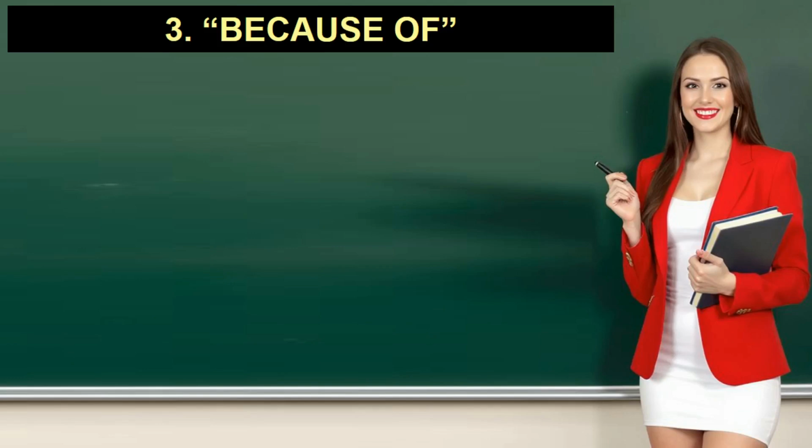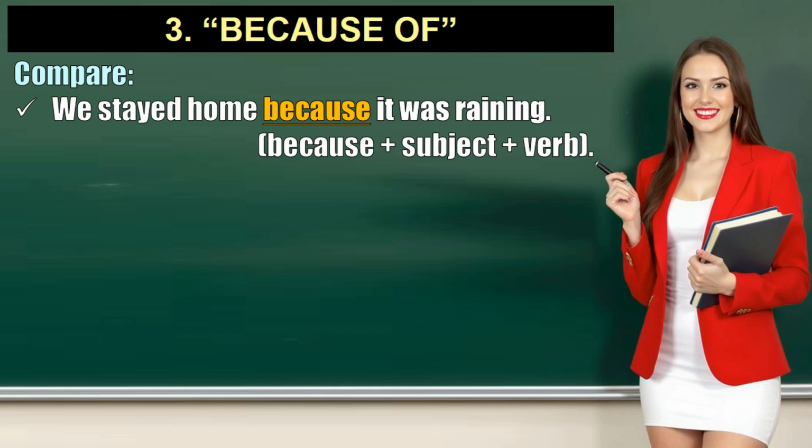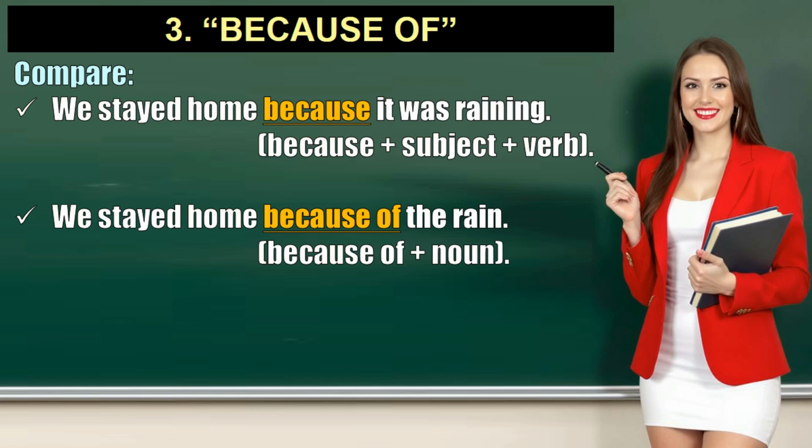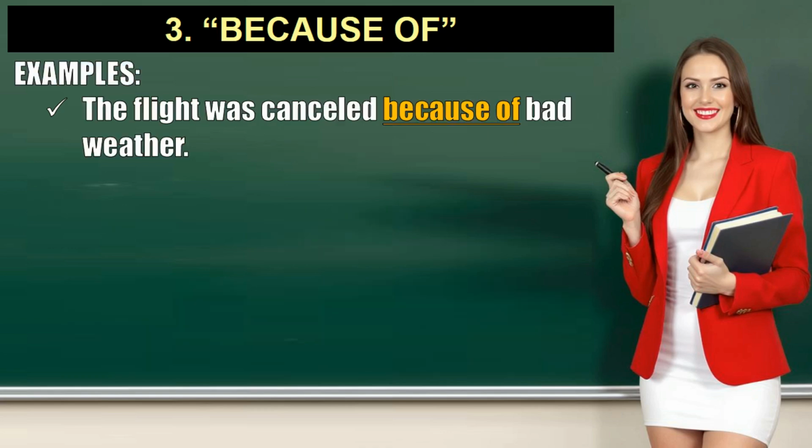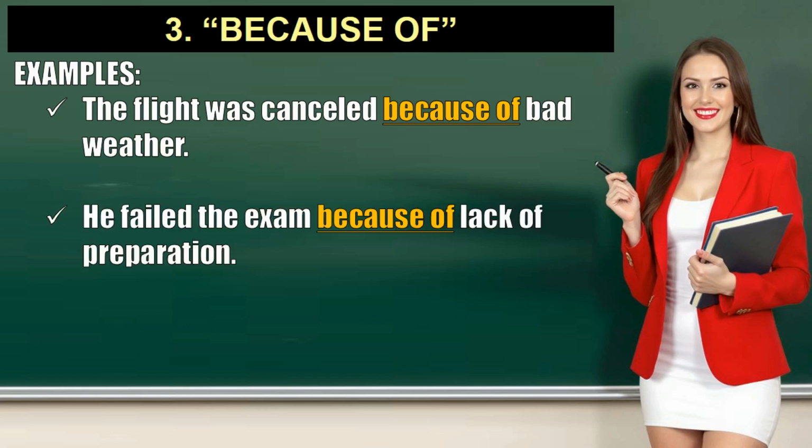3. Because of. Very common but often confused with because. Compare. We stayed home because it was raining. Because plus subject plus verb. We stayed home because of the rain. Because of plus noun. Because is followed by a clause, while because of is a complex preposition followed by a noun or noun phrase. More examples. The flight was canceled because of bad weather. He failed the exam because of lack of preparation. Got it right?